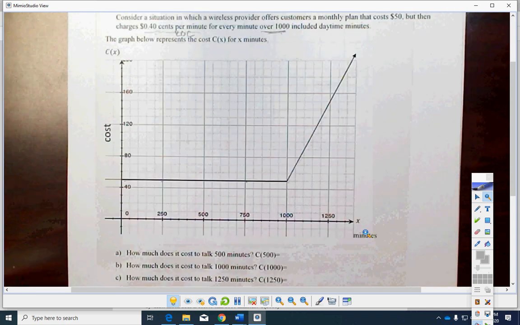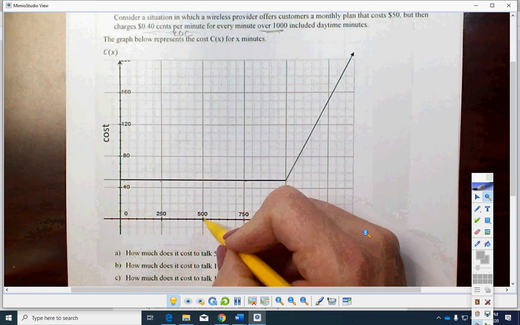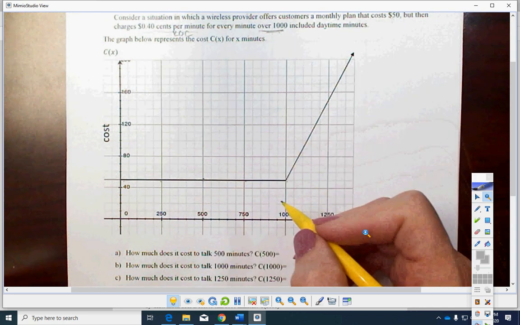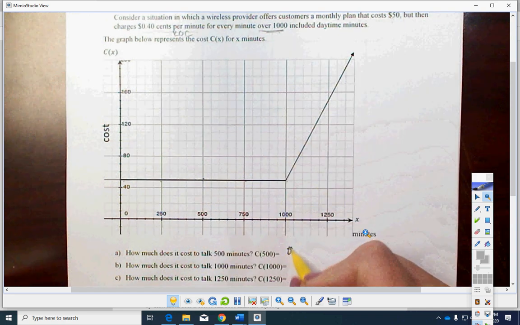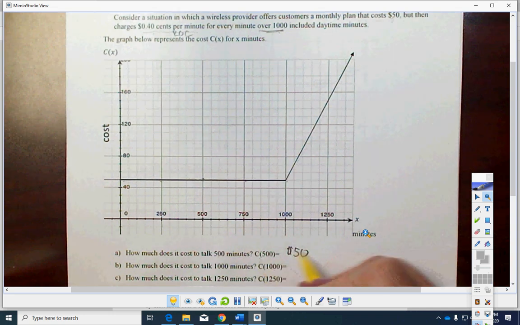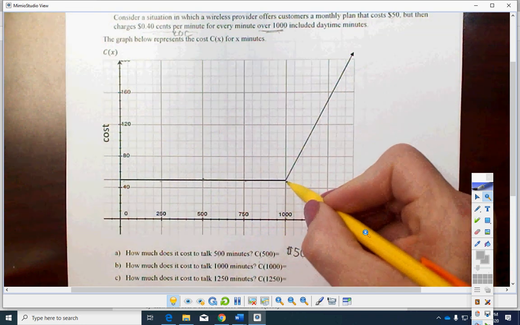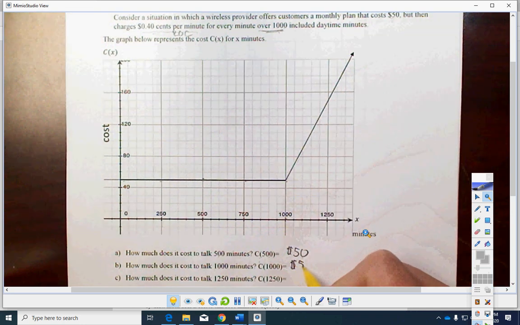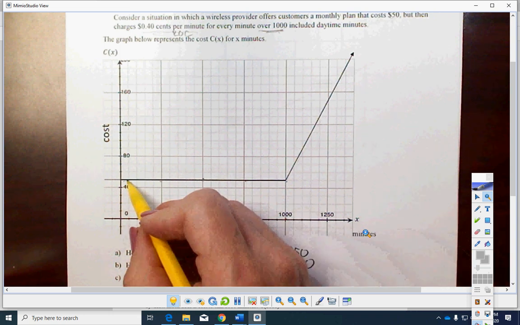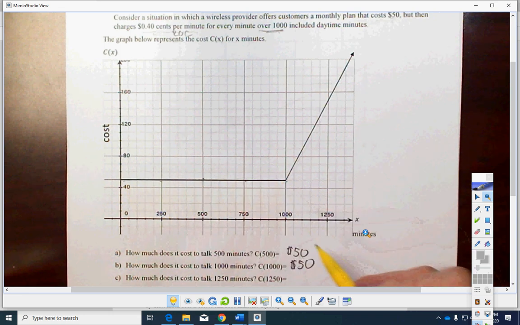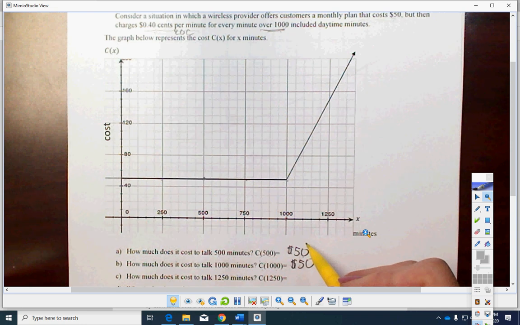So how much does it cost to talk 500 minutes? So we could see that on the graph. It costs $50. So they're asking, what's C of 500? Oh, it's 50. How about 1,000 minutes? Still $50. So C of 1,000 is still equal to 50 because the slope is 0. It just constantly stays at 50.